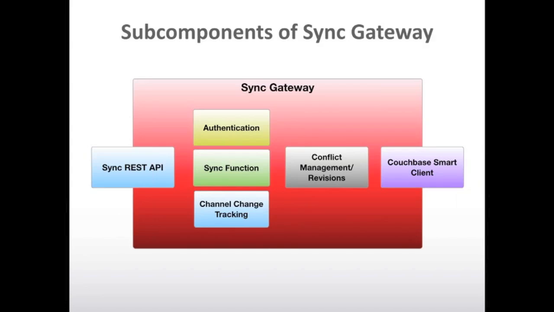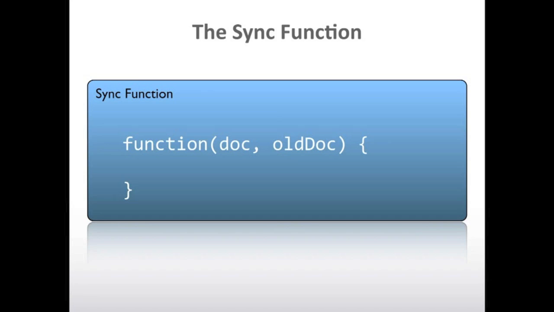So the subcomponents of Sync Gateway: we have authentication. We have the most important part, the sync function. This is the thing I'm going to spend a bit of time on so everyone understands the sync function. We have channel change tracking. We have conflict management and revisions. And of course, we have the inputs and outputs of the Sync REST API and the Couchbase Smart Client. So let's talk a bit about the sync function.